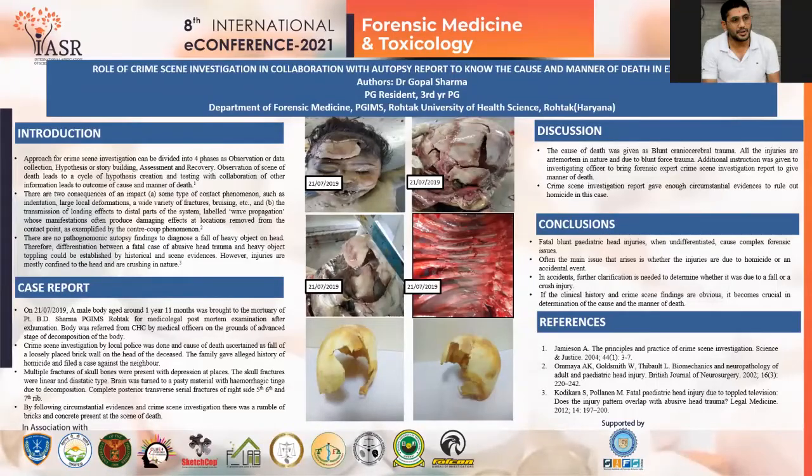There are three references which were given. Jamieson A, The Principles and Practice of Crime Scene Investigation Science; A Biomechanical Neuropathy of Adult and Pediatric Head Injury, British Journal of Neurosurgery; Fatal pediatric head injury due to a toppled television: does the injury pattern mimic abusive head trauma?